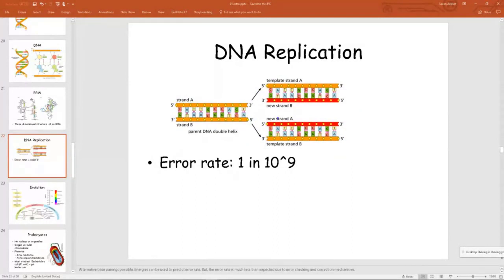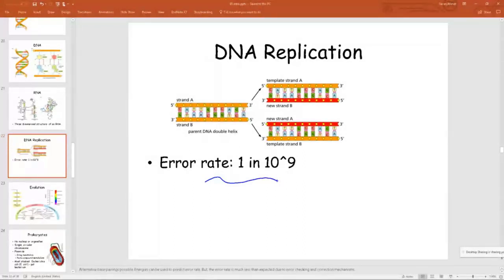It's a high fidelity operation. There are very few errors. The average error rate is 1 in a billion. In viruses, the error rate is higher. That's how they are able to rapidly mutate, by having a higher error rate. Okay? But for us humans and other eukaryotes, we need this mechanism to be very, very accurate. So the error rate is low.